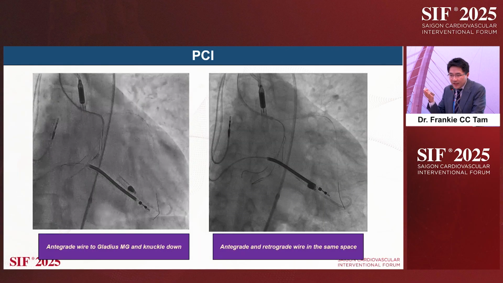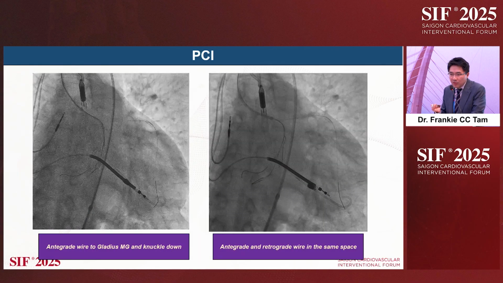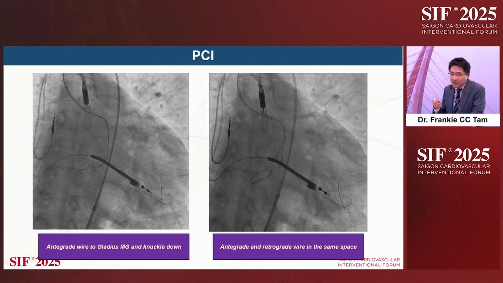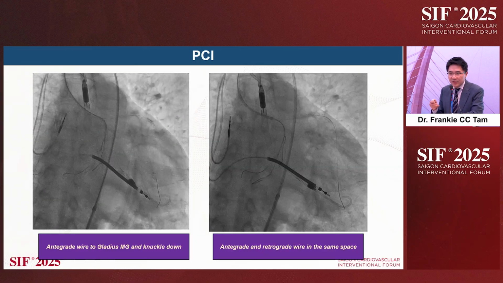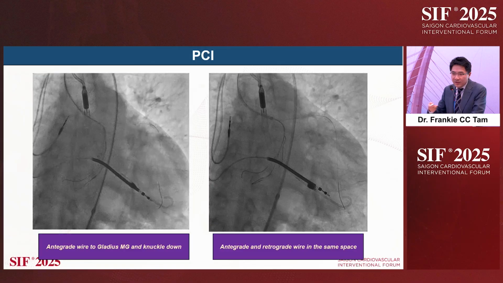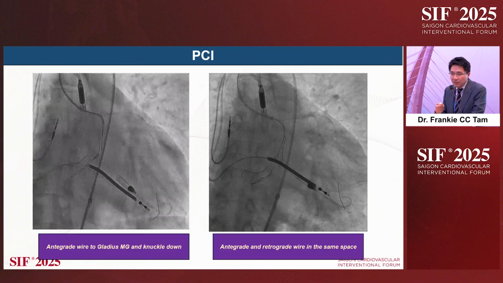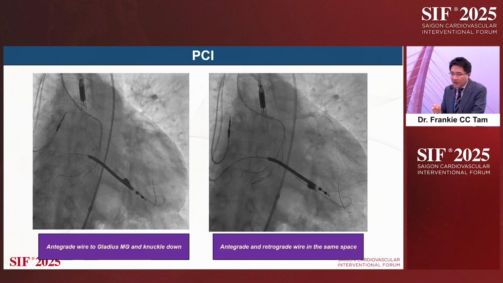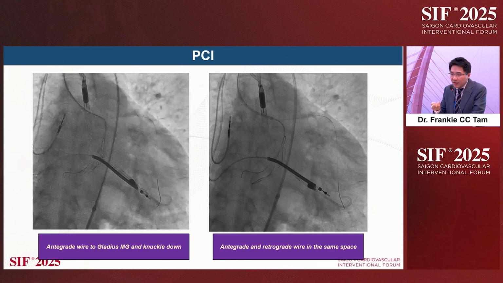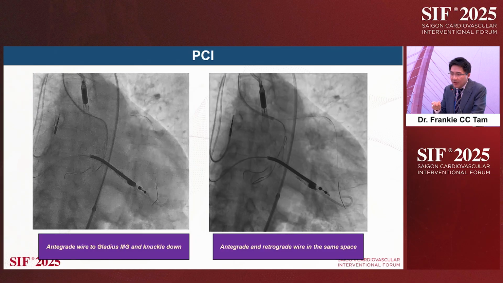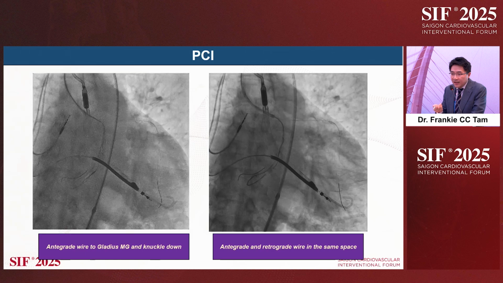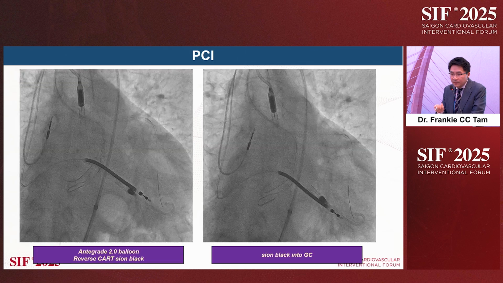All right, and then the antegrade wire we switch to a Gladius Mongo and knuckle down, right? So this is what the European or US style of CTO is, right? Quick knuckle, go in the subintimal space so that you can perform this CTO in a very, very quick manner. So now on the right side of the video, you can see that both wires are in the same space, very close to each other, and then we will do the reverse CART.